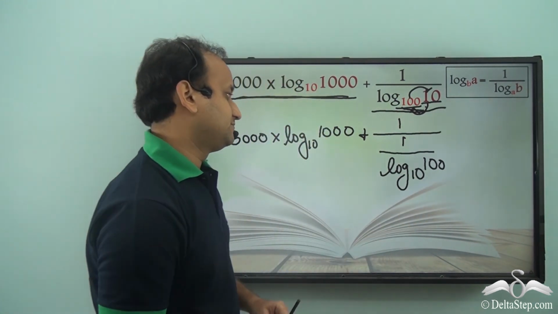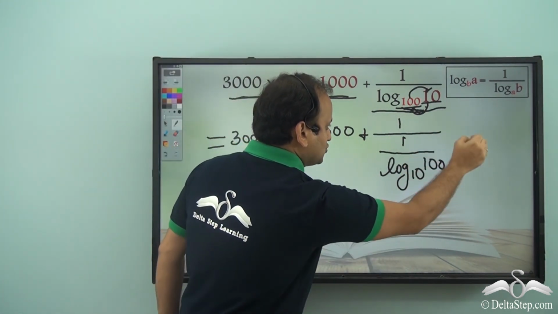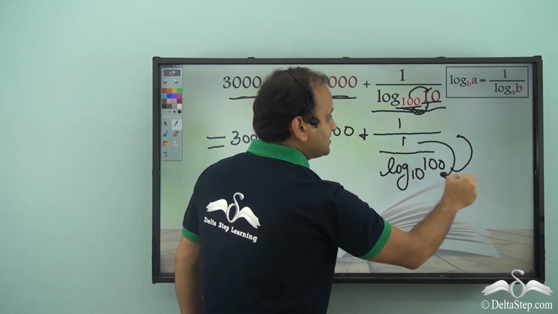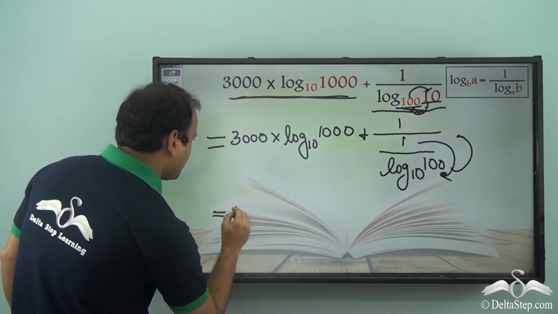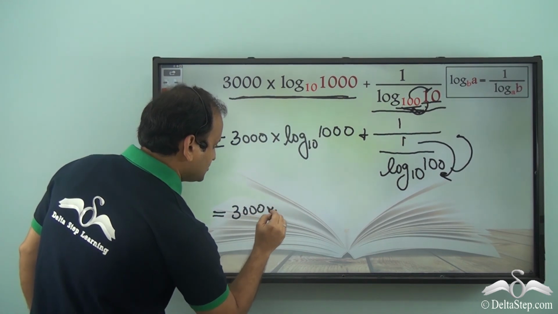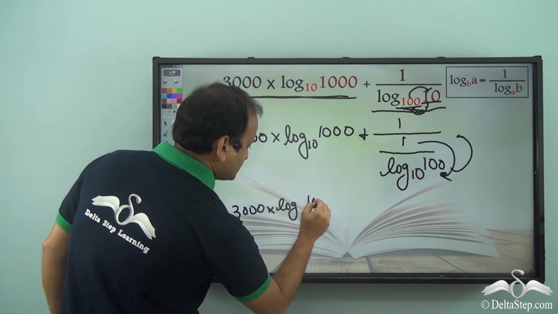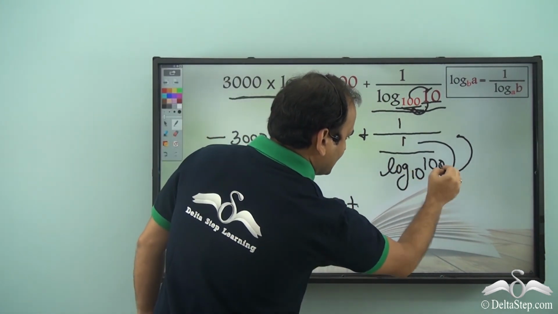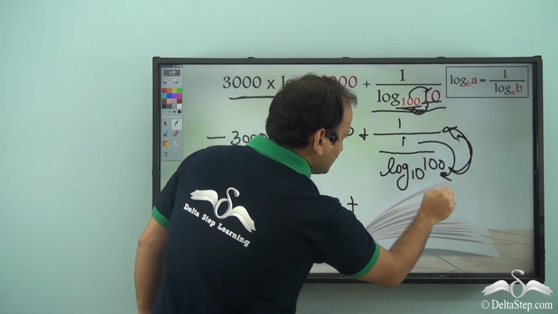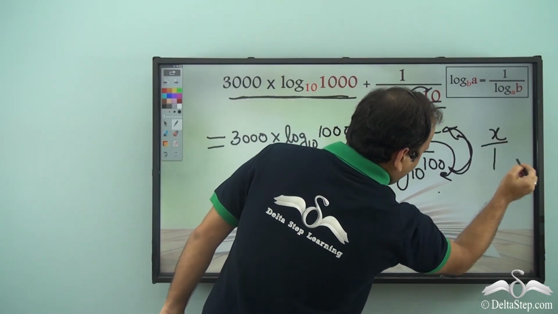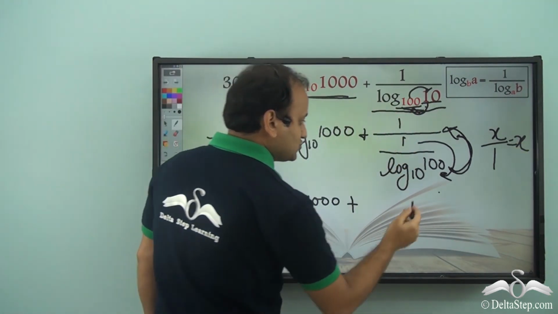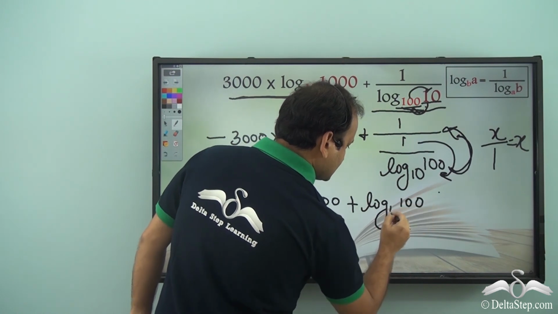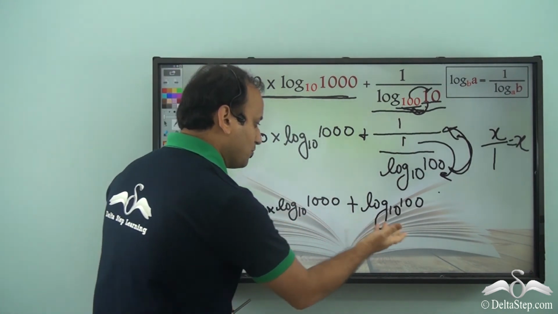So now we have this expression. Now you know that if you want the denominator to come to the numerator, we'll again have to reciprocate it. That is, the denominator will become the numerator and numerator will become the denominator if it comes up. So we can write this as 3000 into log 1000 to the base 10 plus, now as log 100 to the base 10 will come up, then 1 will go down. So we know that anything by 1 can simply be written as this. Okay, so we can ignore the 1 here, so we can directly write log 100 to the base 10.